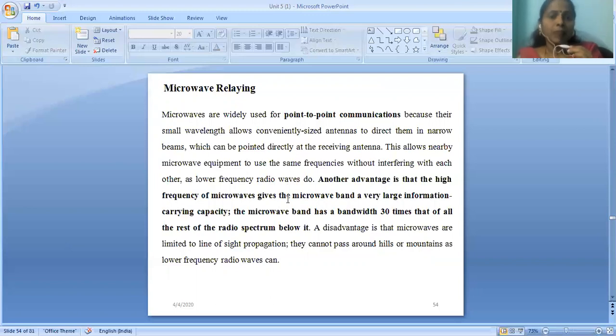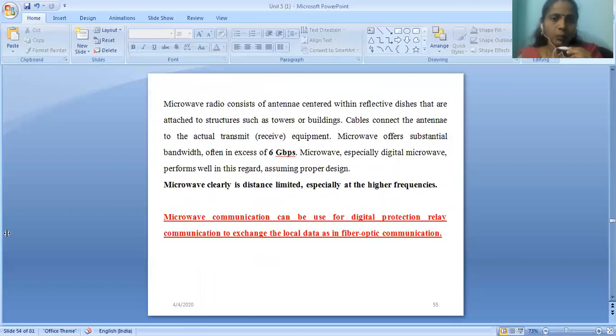Further, it has been observed that the microwave band has a bandwidth 30 times that of the rest of the radio spectrum. So it can handle huge amounts of data, in a place like India where we have to take the cables across buildings and the country. As I told you, it consists of antenna-centered reflective dishes attached to towers or buildings. It offers a good bandwidth in the range of 6 gigabits per second.